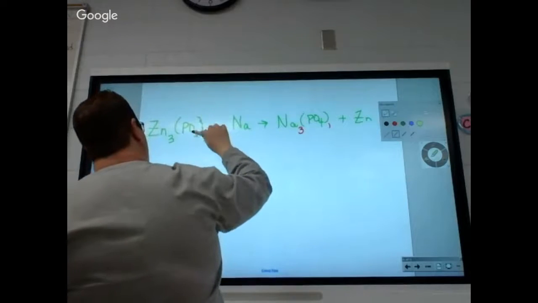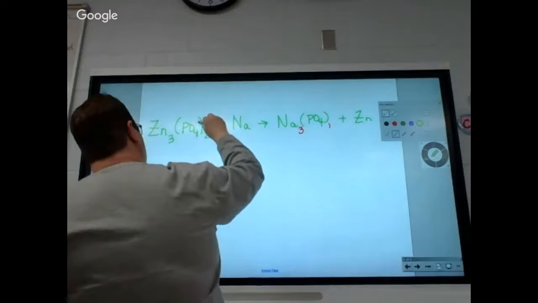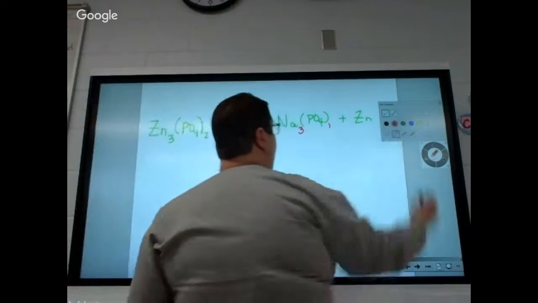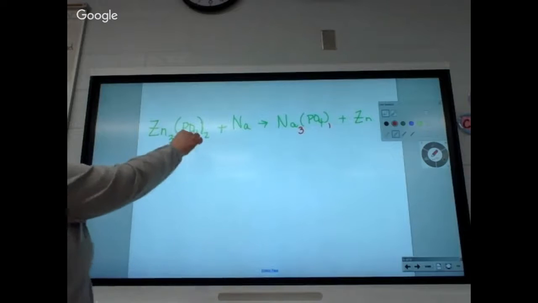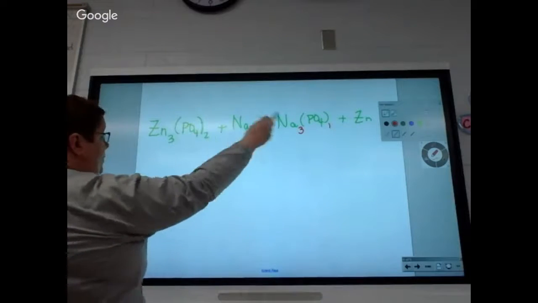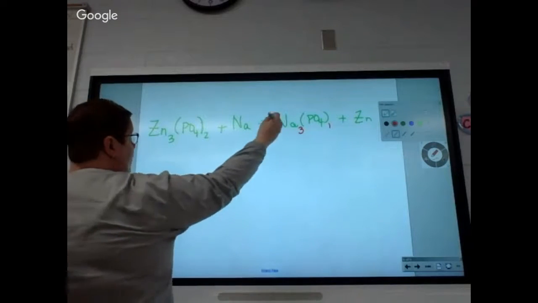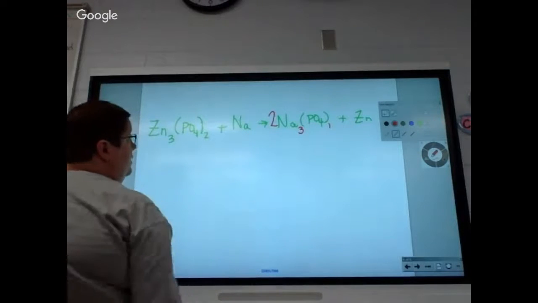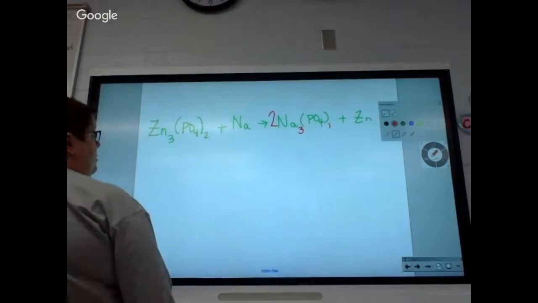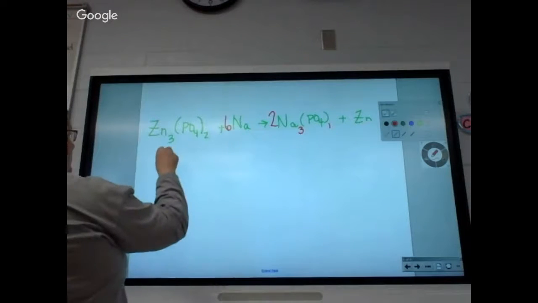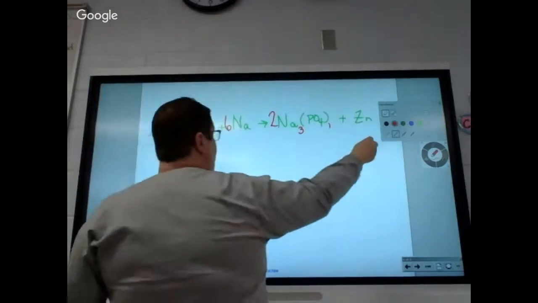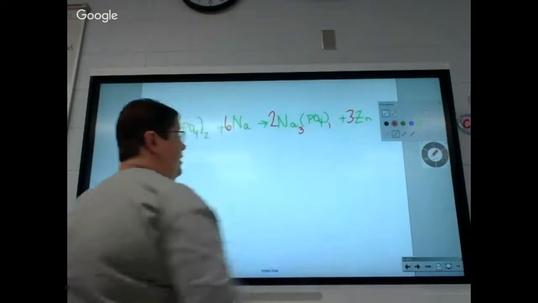All right, so based on that, what do I need to do? What do you want to balance first? How many PO4s are here? So what am I going to put here? Okay, 2 phosphates. All right, how many Nas did I make? So what do I put here? Okay, that only leaves zinc. How many zincs? So what am I going to put here? Think you could try a couple?